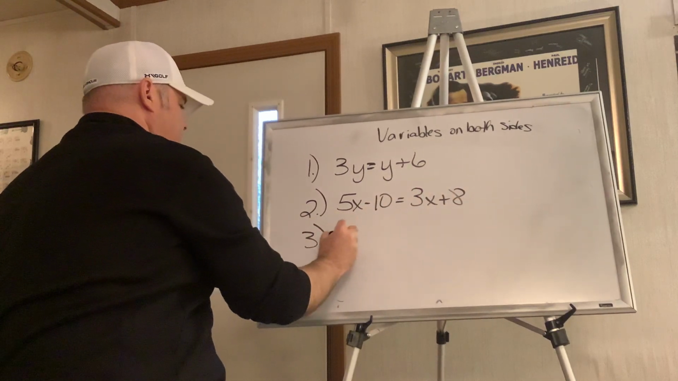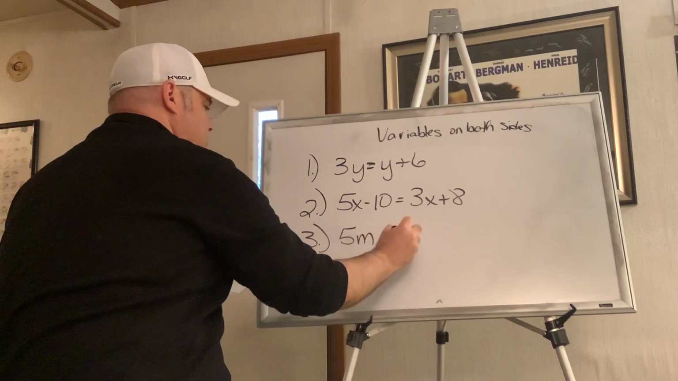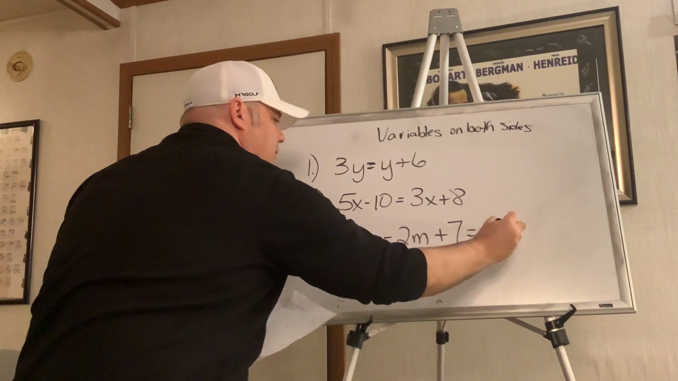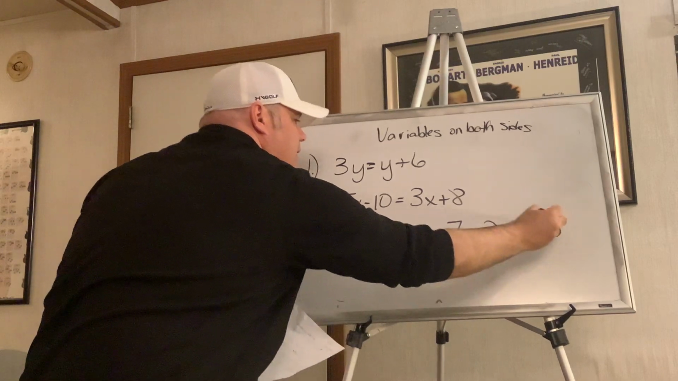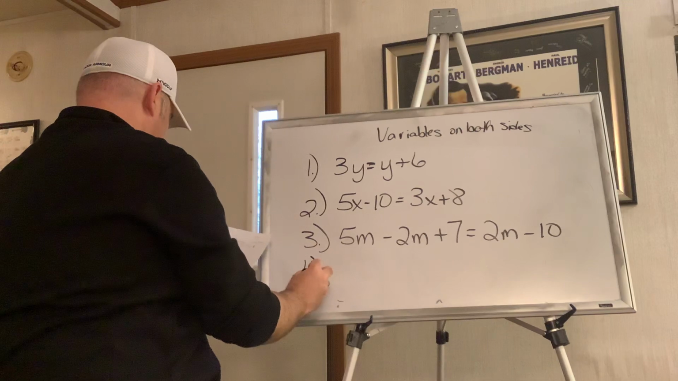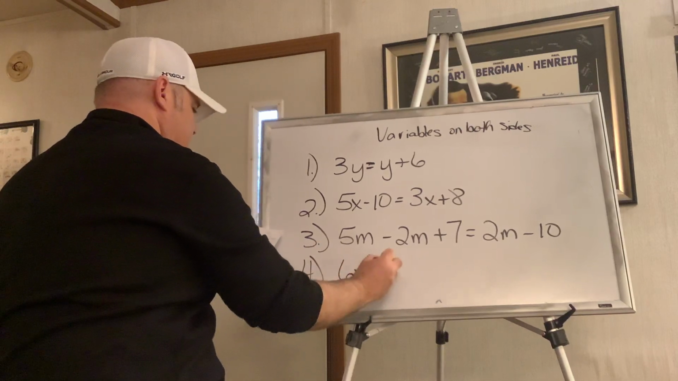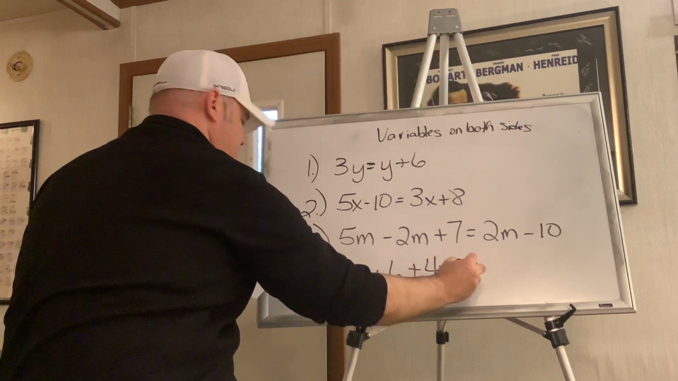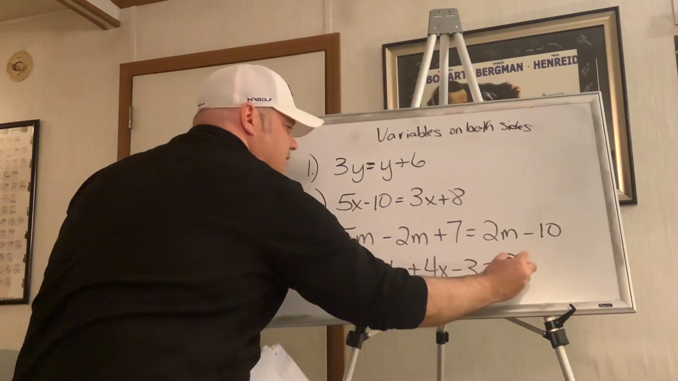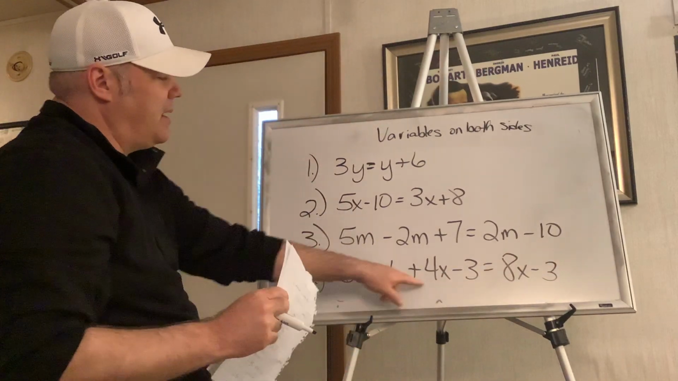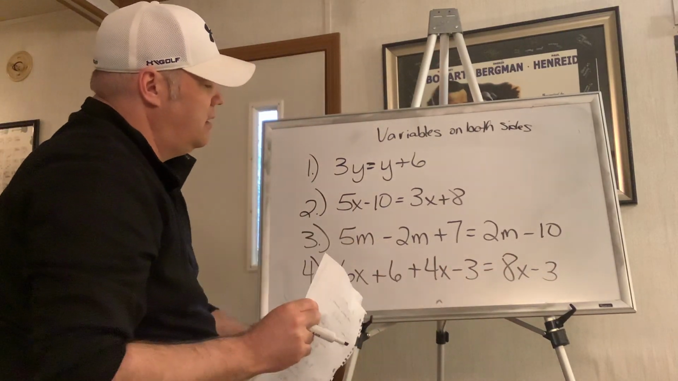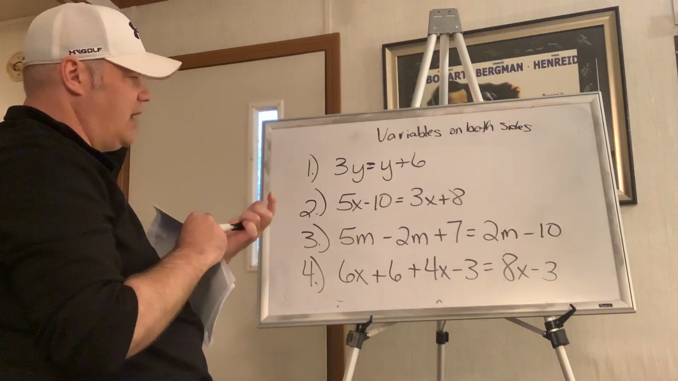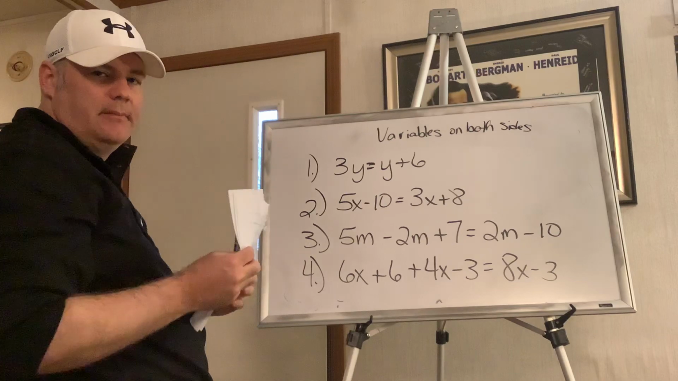Number 3 is 5m minus 2m plus 7 equals 2m minus 10. And number 4 is 6x plus 6 plus 4x minus 3 equals 8x minus 3. Now this last one, remember, combine what you can over here and then start your process of moving things, okay? So try those, and we'll check them tomorrow, okay?